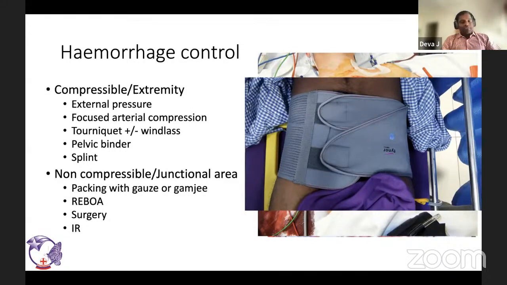And the final thing is you can splint. We have all seen this. I'm not going to put a picture. So Thomas splint or extremity splint. By splinting the bones, you reduce the volume into which the patient can bleed. So this is the extremity area, the compressible area. Non-compressible areas, groins, torso, what can you do?